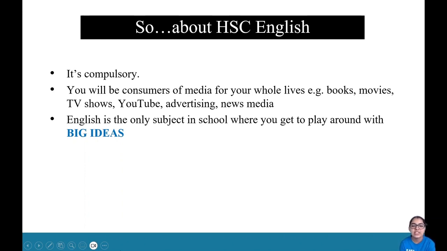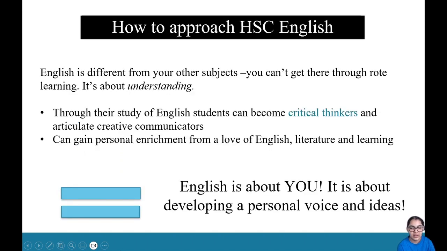And English is the only subject in school where you do get to play with some pretty big ideas. I personally think you have a lot of fun with English if you approach it like that. If you actually try to think about what the text is trying to tell me, what am I going to take away from it, what is the purpose of it. So asking those big questions, there's a lot of room for creativity and for fun in HSC English.